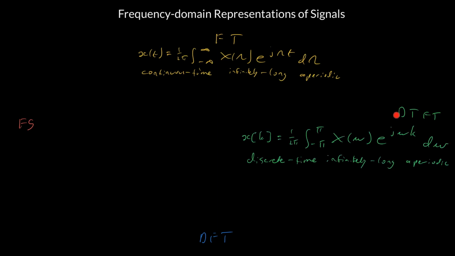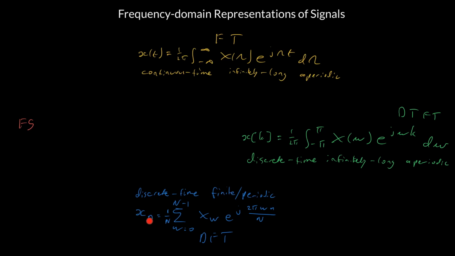Moving on, the discrete-time Fourier transform is for representing discrete-time, infinitely long aperiodic signals. It's given by this integral expression here. These are the frequency components, and these are our sinusoids here. Just like for the Fourier transform, x of k might be periodic, but then x of omega would have to contain Dirac delta functions. The discrete Fourier transform is for representing a discrete time and finite signal.